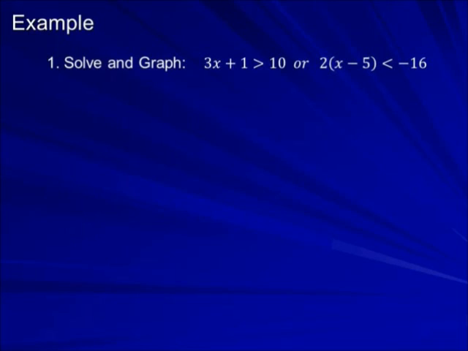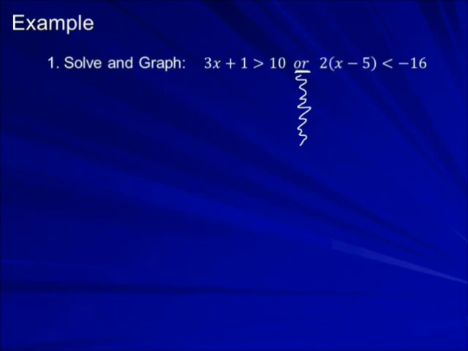We're going to solve and graph the compound inequality 3x + 1 > 10 or 2(x - 5) < -16. First thing I see right here is the word or. It's a compound inequality. So I know eventually my graph is going to look like the oars of a boat. I'm going to have two circles, either filled in or not, and the arrows are going to go in opposite directions. All right, but before I get to that point, I'm going to treat these as two separate inequalities.